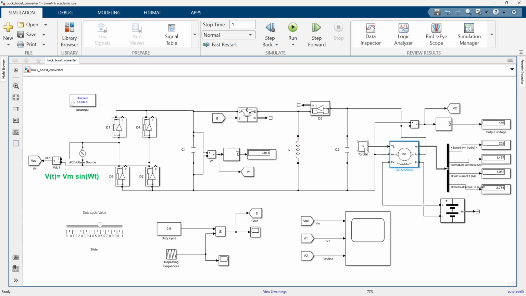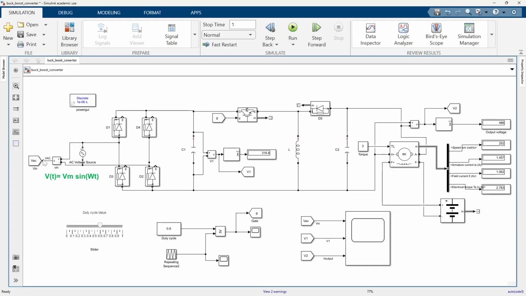Then the initial speed of the motor should be 0. And I am applying 3 Newton meter of mechanical load, which will represent the conveyor's load. Now for collecting the data, we have VIN, which is collecting the input. Sorry, this should be VIN.